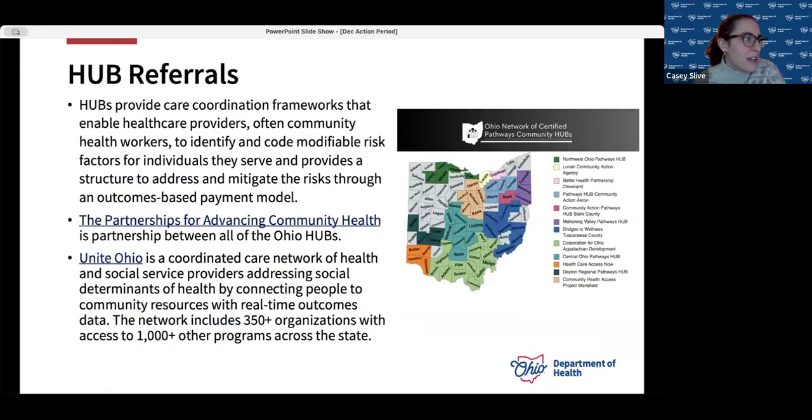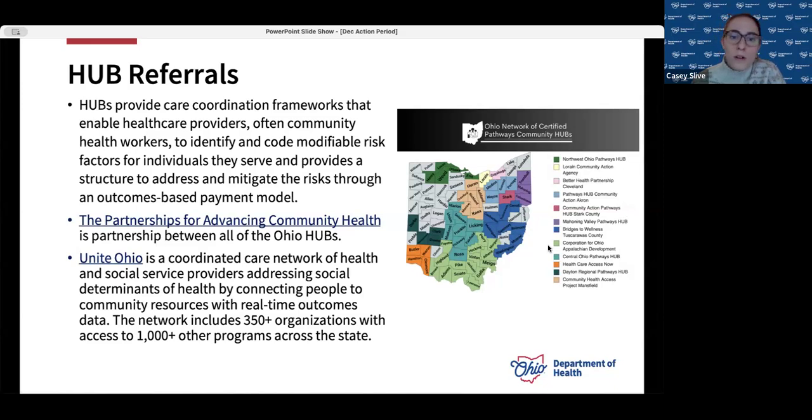And then hub referrals. When we're talking about how to refer patients to these resources and link them, you all may already be aware of this exciting emerging work. Hopefully some of these programs are already connected with your health systems. Hub referrals provide care coordination frameworks that enable healthcare providers, often community health workers, to identify and code risk factors for individuals that they're serving, and provide a structure to address and mitigate those risks through an outcomes-based payment model.